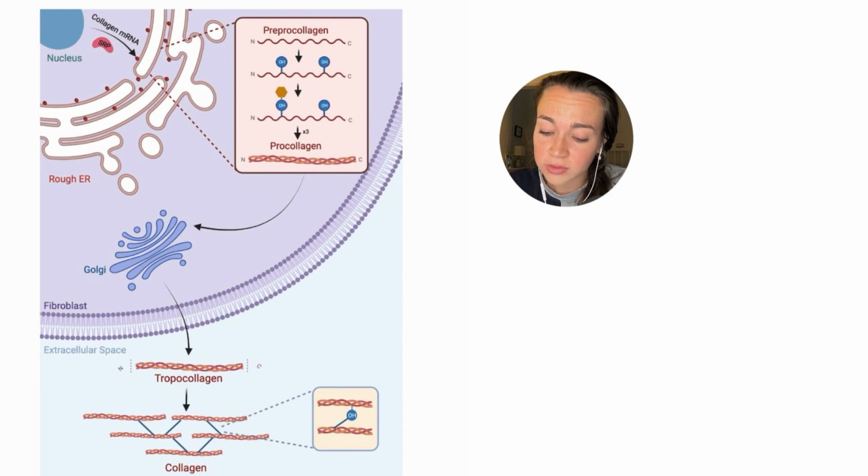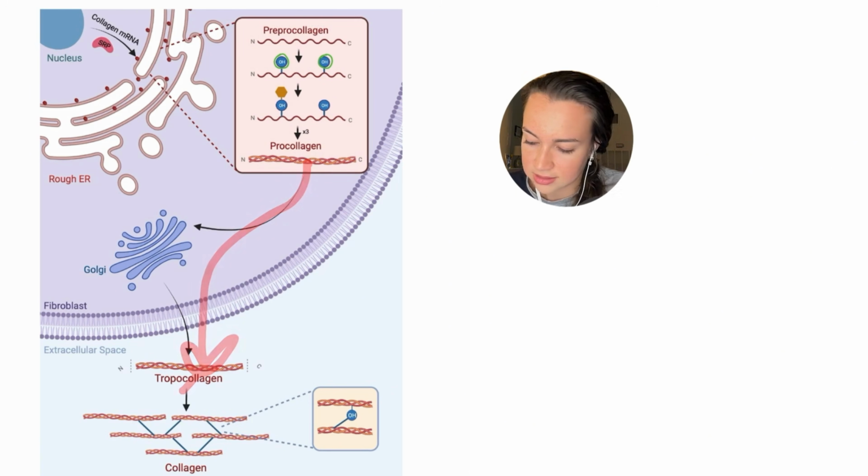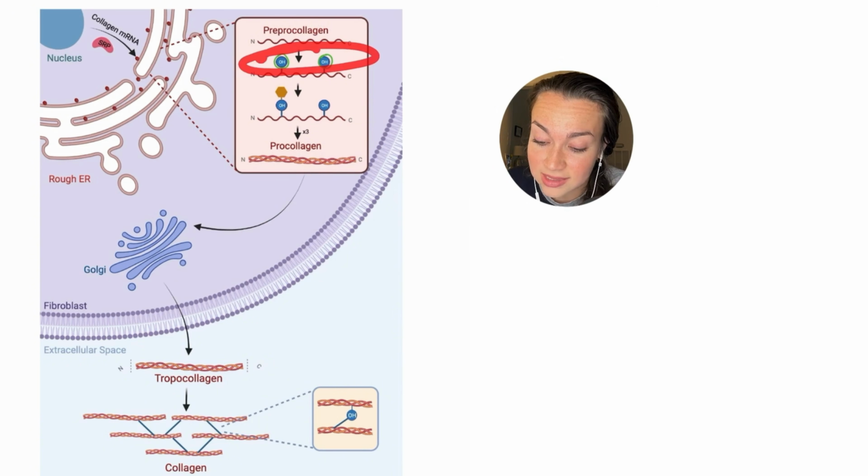I'll spare you the full recap, but remember, one of the first steps was taking pre-pro collagen and hydroxylating it, so adding these OH groups on to the lysine and proline residues. And then after that hydroxylation, there was the glycosylation, where we added sugar to the hydroxylysine, and that created a marker for exocytosis. So after we put together 3 of these strands to form this triple helix procollagen, we could send it out of the fibroblast. None of that would be possible without that hydroxylation step that requires vitamin C.